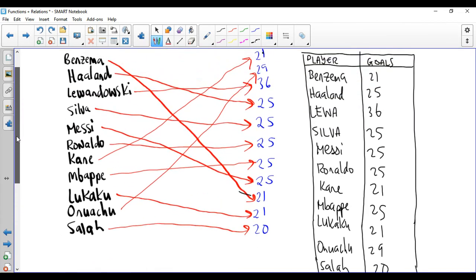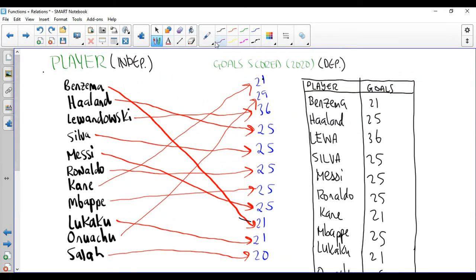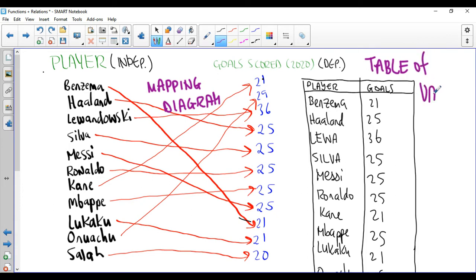So again, like I said, this is what we call a mapping diagram. But then I can represent this mapping diagram using a table of values, which is stuff that you've seen before, right? Table of values.